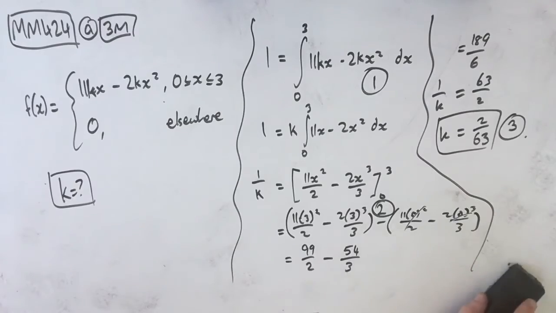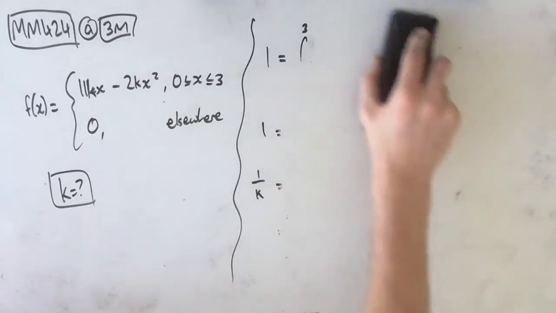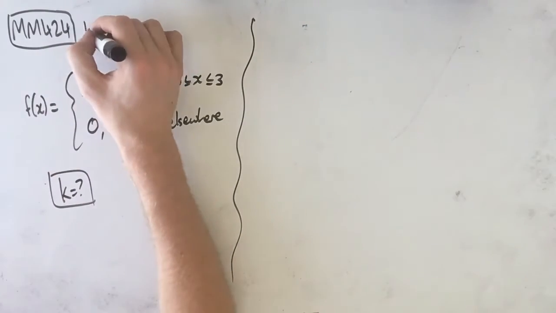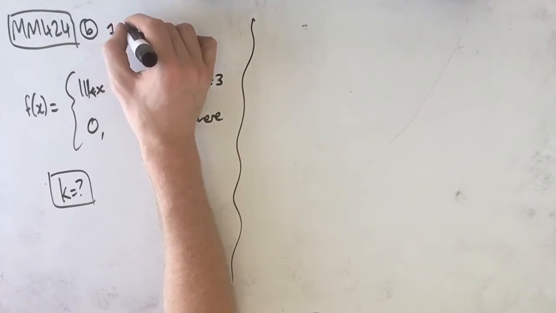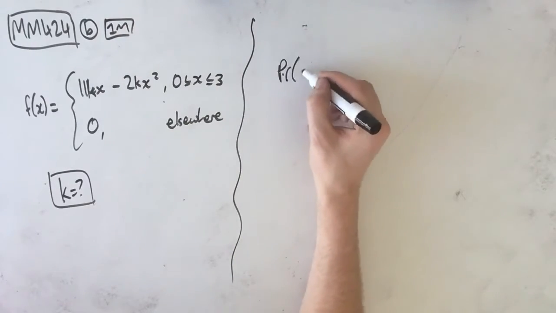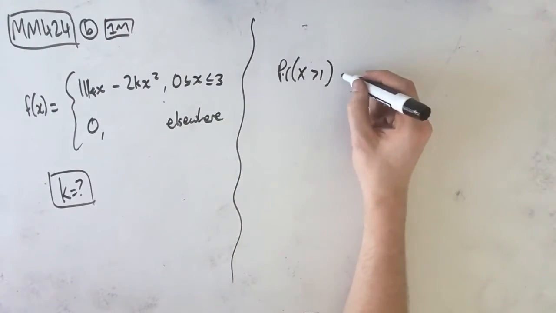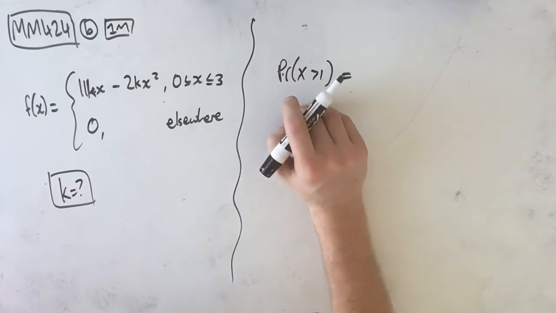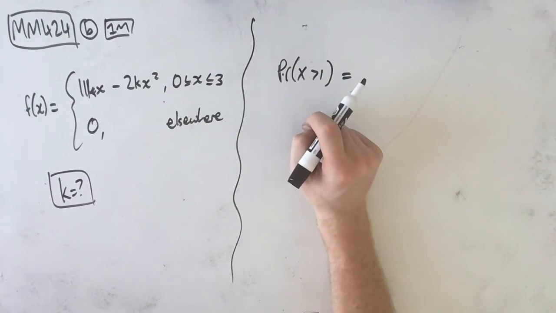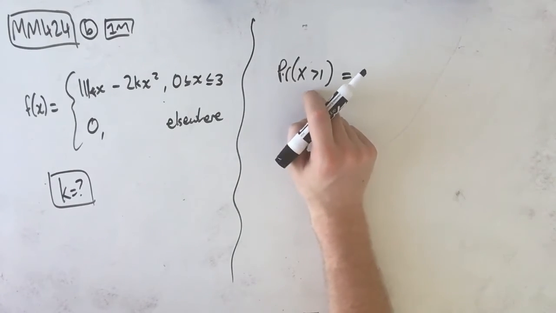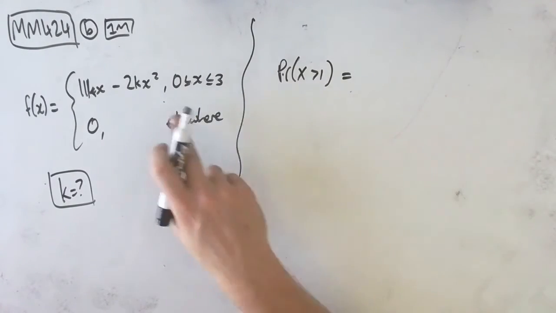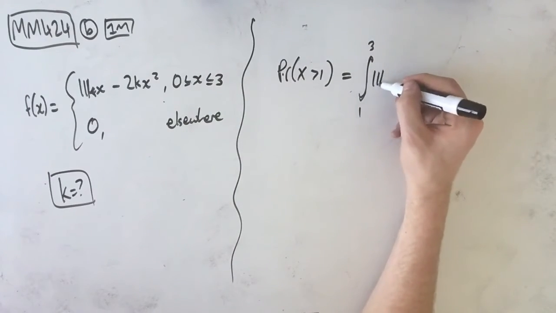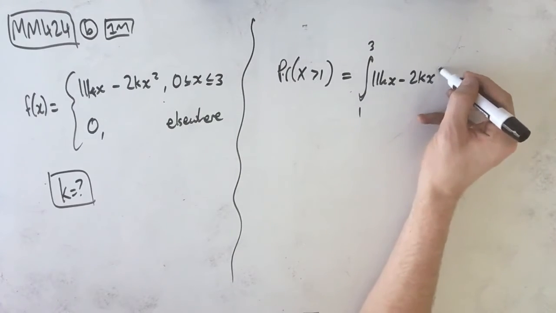The part B says express probability of x is greater than 1 as a definite integral. So this is designed to be a straightforward question. It's 1 mark. We're looking for the probability that x is greater than 1. Now, the probability that x is greater than 1, we talk about our area, as in our area from 1 to our upper bound, which is 3, under this graph. Okay, so we're talking about an area from 1 to 3 of 11kx take 2kx squared dx.